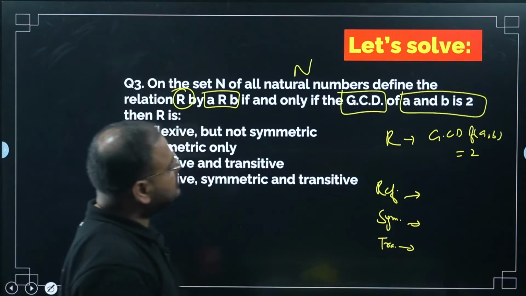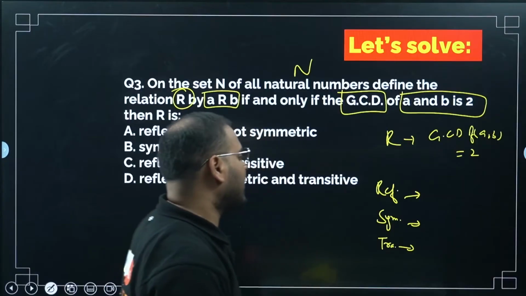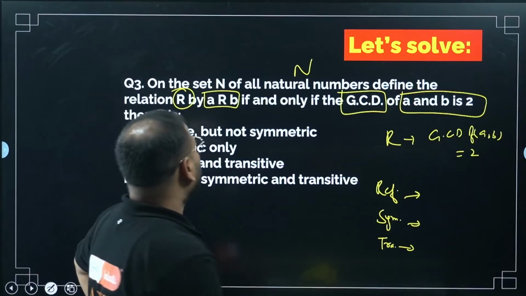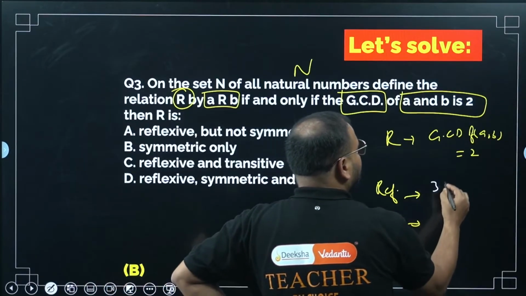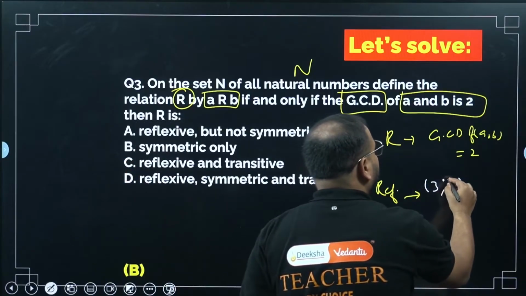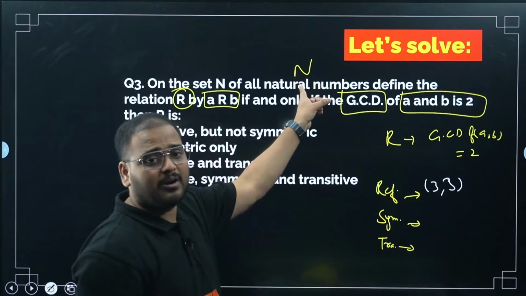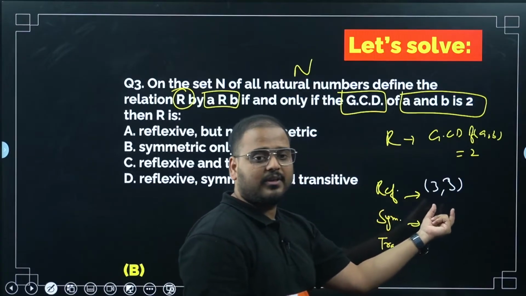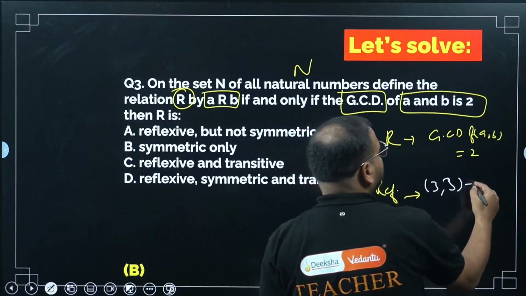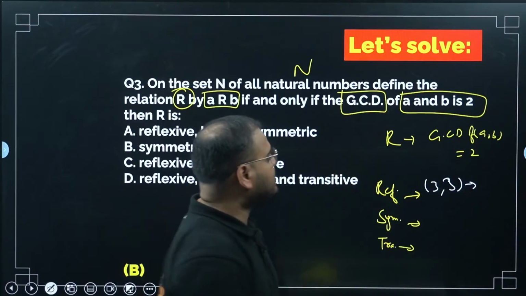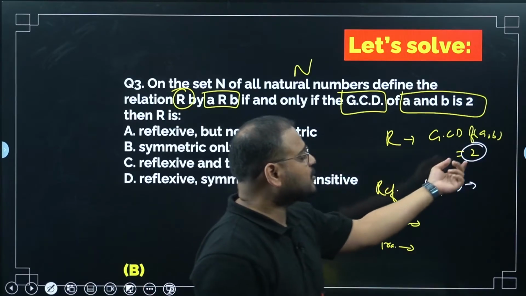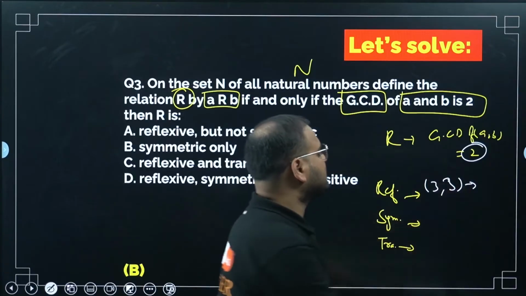So GCD of A comma B is 2. Great. So can it be reflexive, sir? It cannot be, because I can take a pair 3 comma 3. 3 is a natural number, 3 is also a natural number. What is the HCF of 3 comma 3? It is 1. But it has to be 2. They have said that for the relation to be true, it has to be 2, but it is coming as 1 in this case.